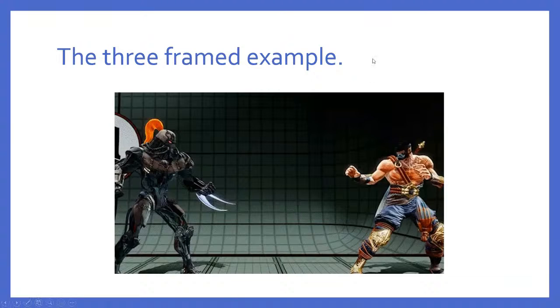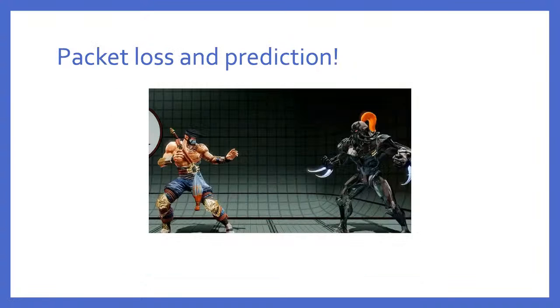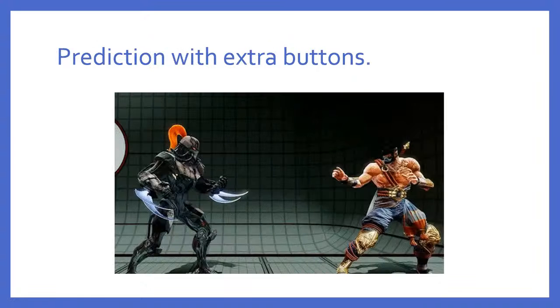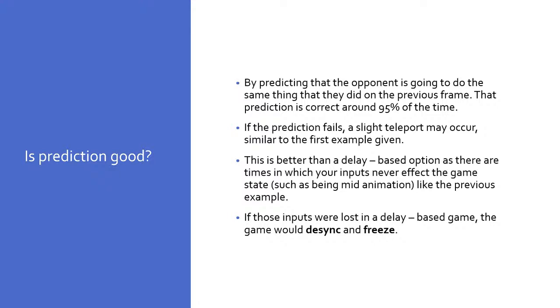And this is really important for this game, because this game has stuff that you can do mid-combo, such as combo breakers or shadow counters and stuff like that. So prediction seems quite good, right? But there are ways that we can improve the way that we can minimize these teleports.